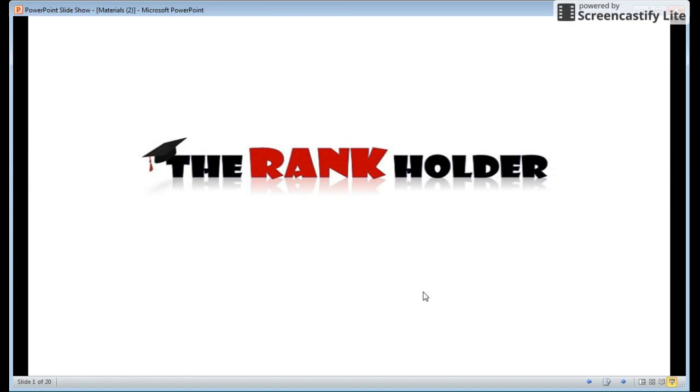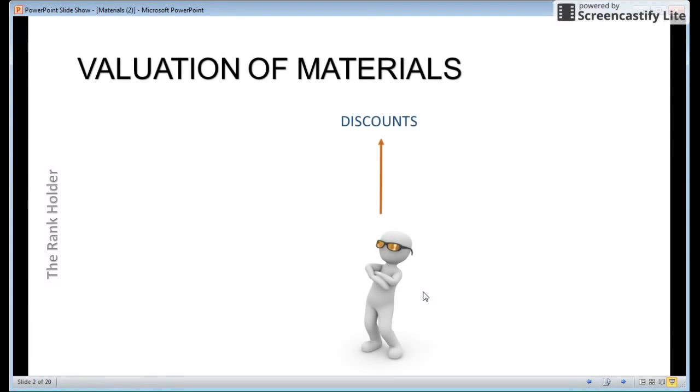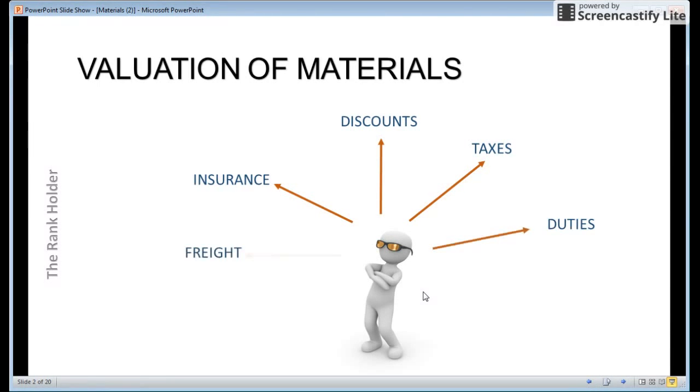Welcome to session 5. How do you value the materials purchased? It is not just the purchase price, which says 100 units at rupees 20 per unit, and so the cost is 2000. You must also include all the costs related to its purchase, the cost you incur right from purchase till you bring it to your factory location.